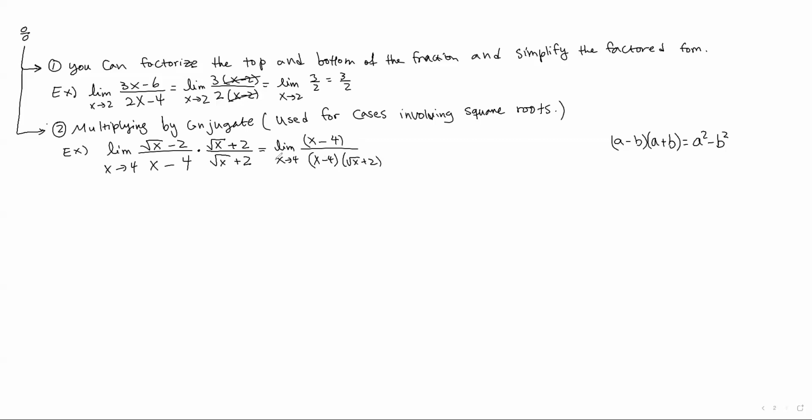Now you can see that the 0 over 0 is kind of simplifying out. So both your zeros up top and at the bottom are canceling each other out. Now you can just plug in the 4. So it becomes 1 over root 4 plus 2, which is 1 over 4.